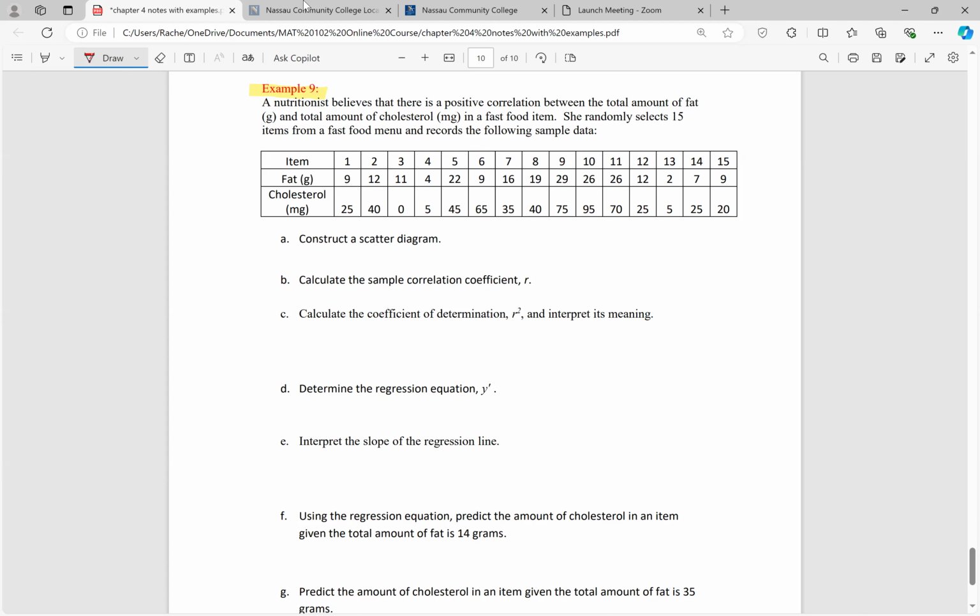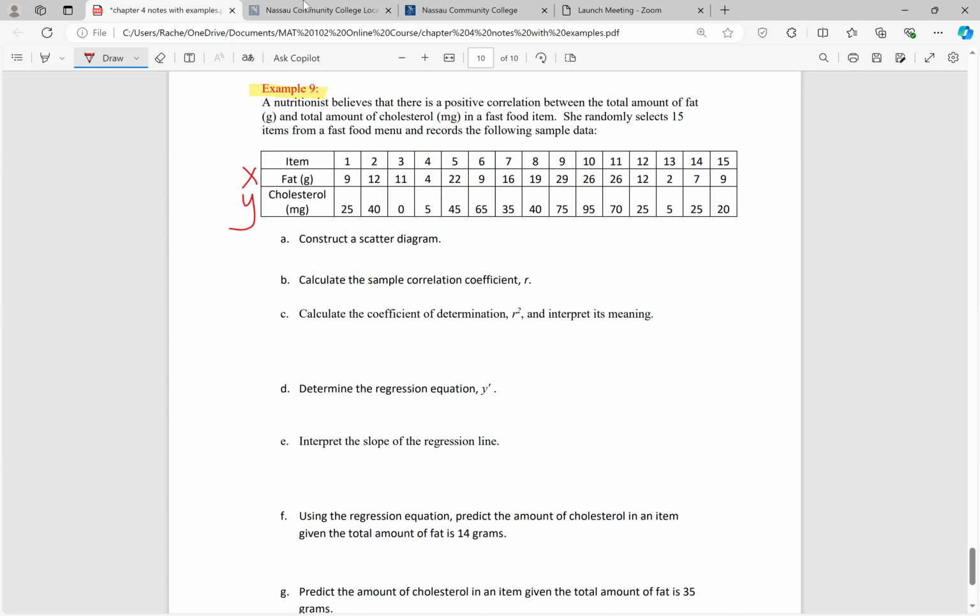So we're going to let X be the independent variable, fat, and then Y will be the dependent variable, and that'll be cholesterol. So I'm thinking there's going to be a positive correlation, just like the nutritionist believes, between the two variables. So why don't we confirm this by constructing a scatter diagram? So that's what we're going to do first in part A.